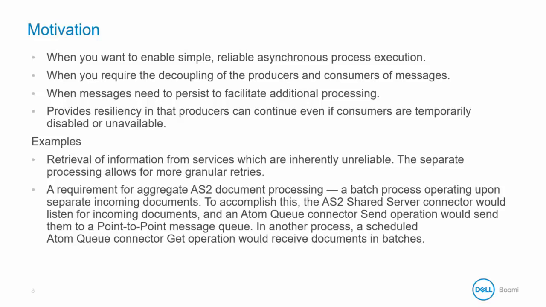You would use queue when you want to enable simple, reliable, asynchronous process execution, and when you require the decoupling of the producers and consumers of messages. You would use this when messages need to persist to facilitate additional processing, and it provides resiliency in that producers can continue even if consumers are temporarily disabled or unavailable. An example of this is a retrieval of information from services which are inherently unreliable. The separate processing allows for more granular retries.